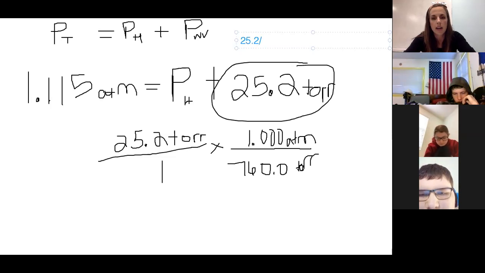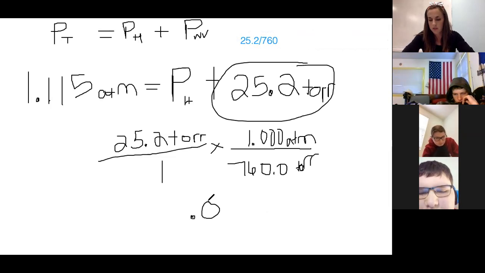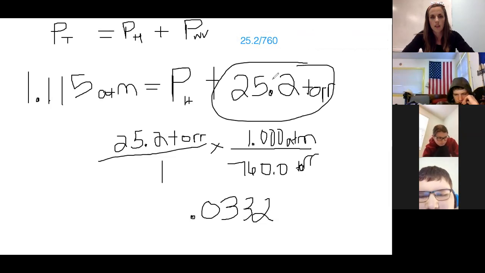25.2 divided by 760. That's all you've got to do in your calculator, and that should give you 0.0332 atmospheres. So now I can plug it back into my equation.